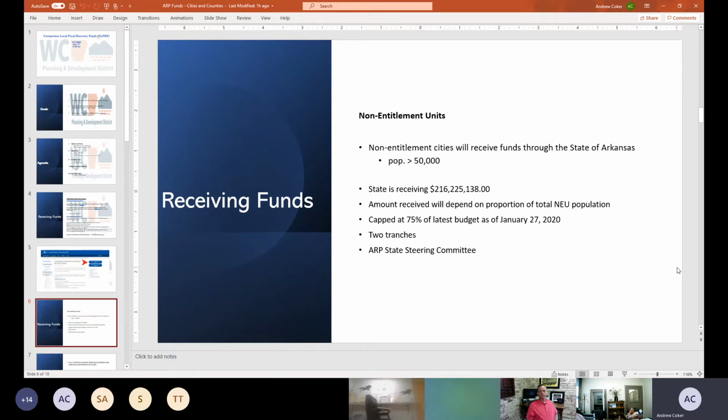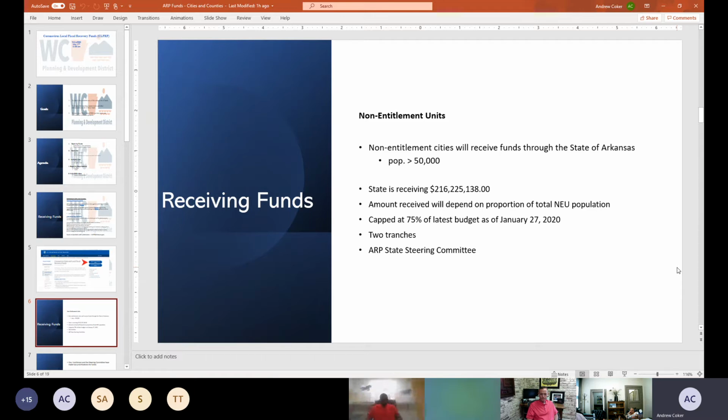So how much one unit will receive is dependent on its proportion of population relative to the entire population of non-entitlement units in Arkansas. So it's not quite as easy as just the 3 million total population number. It's a little bit more complicated, but we're working on getting that number nailed down so we can expect how much we're going to be seeing here.